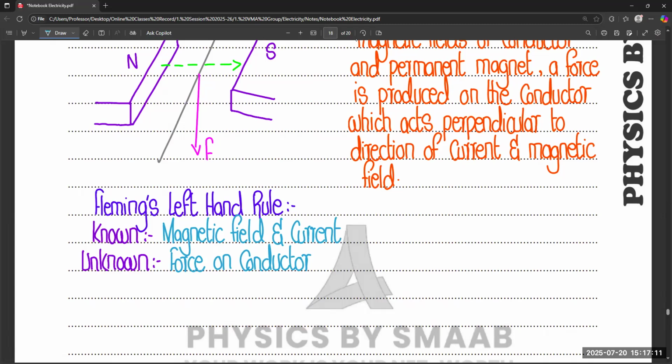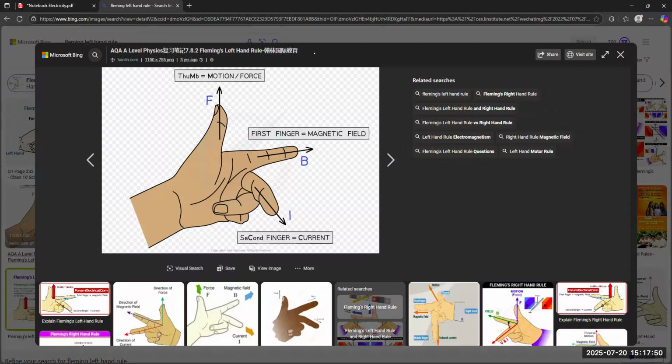So in any situation, if we have to find out the direction of the force and the direction of force is not given, we can use Fleming's left hand rule. Now, how to use this Fleming's left hand rule? For that, if you consider the orientation, okay. So this is the orientation of Fleming's left hand rule.